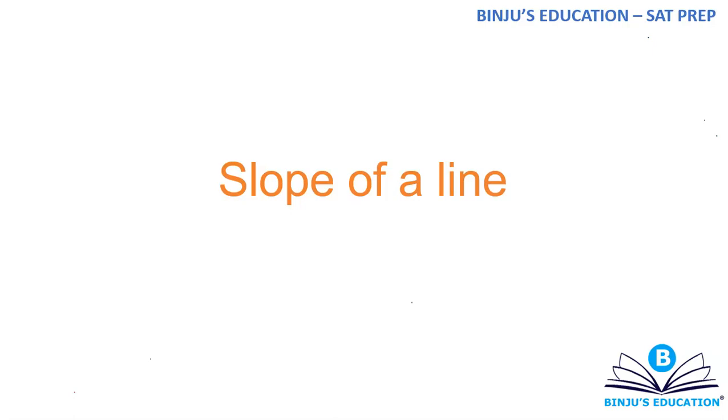Hello everyone. Today's topic of discussion is slope of a line. This is a part of coordinate geometry, the 2D coordinate geometry, which is an important part of whichever exam you're taking, whether you're taking GMAT, GRE or SAT. It's a very important topic, and you do get questions from this topic.